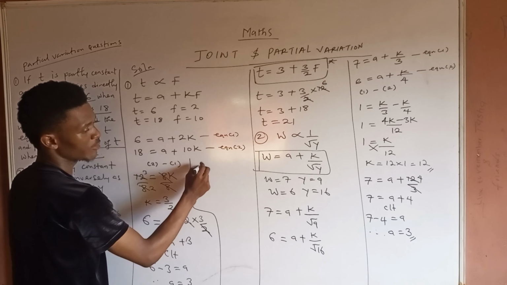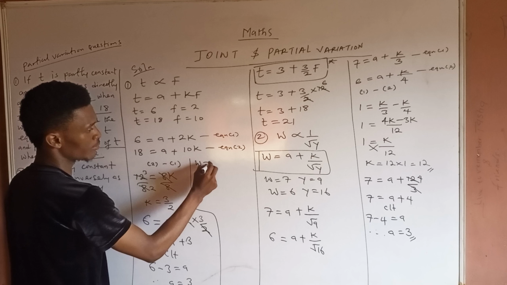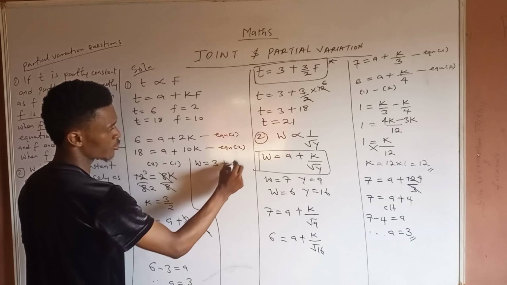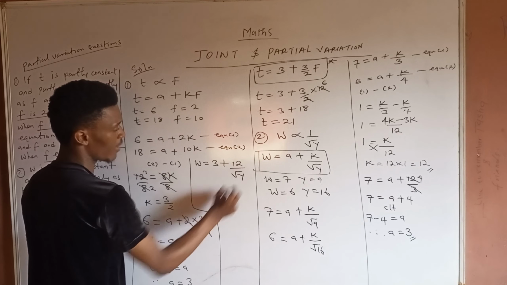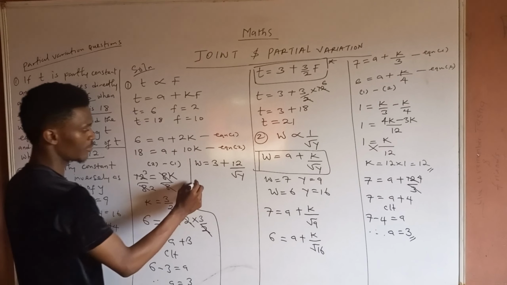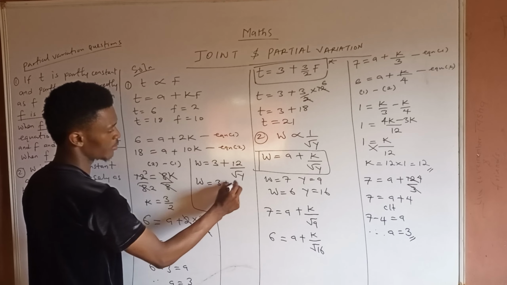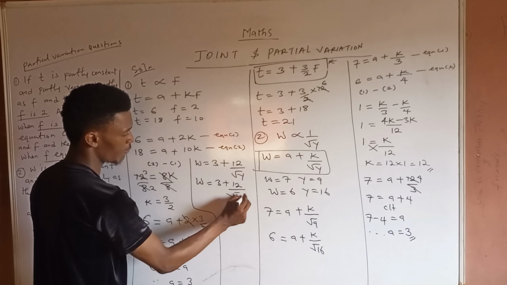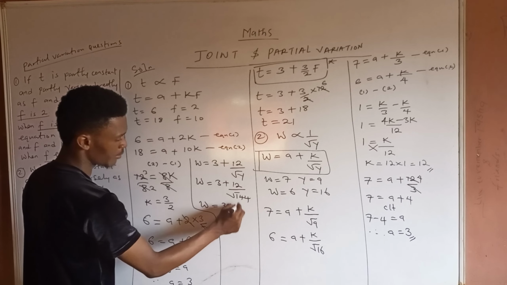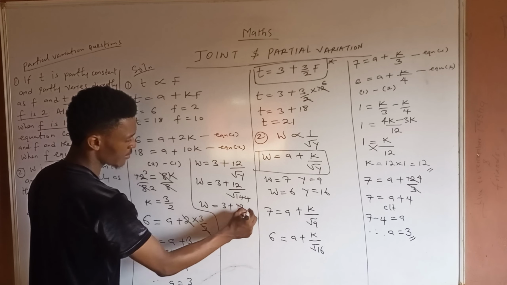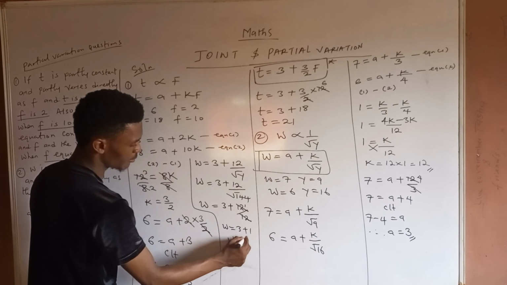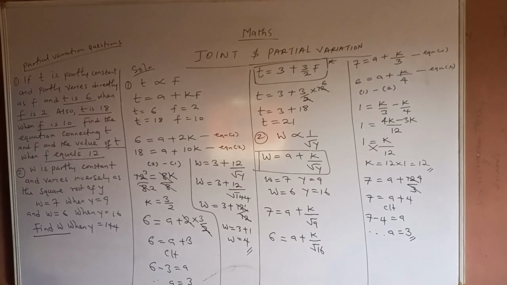Then now, our w is equal to, what's our a value? 3 is known there. Then plus, what's our k value? Our k value is 12 over root y. And don't forget, we are told to find w when y equals 144. So it becomes w equal to 3 plus 12 over root 144. And root 144 is 12. So w equal to 3 plus 12 over 12. So 12 cancels, that's 1. That becomes w equal to 3 plus 1, and w will be 4. So that's the answer to the question.